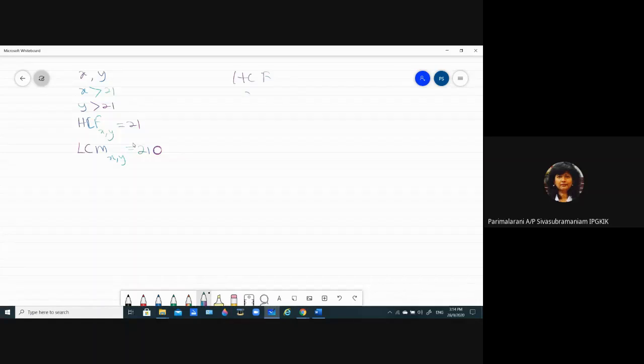HCF is 21. 21, we can break this to 3 and 7. Both prime numbers, we can stop there. This is LCM. LCM is 210. 21 times 10. Easiest to do, 21 times 10. Then 3 and 7, 2 and 5. So we stop here, okay? So 21 is 3 times 7. 210 is 2 times 3 times 5 times 7, okay? So 3 and 7 we have here, 3 and 7, okay?